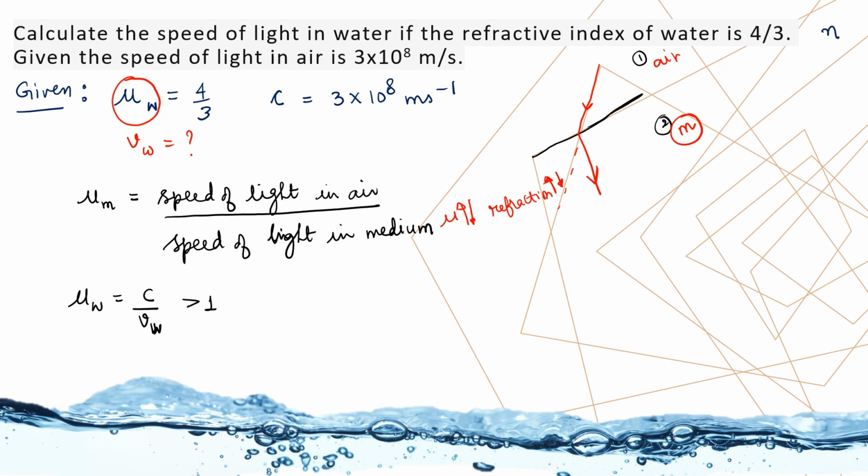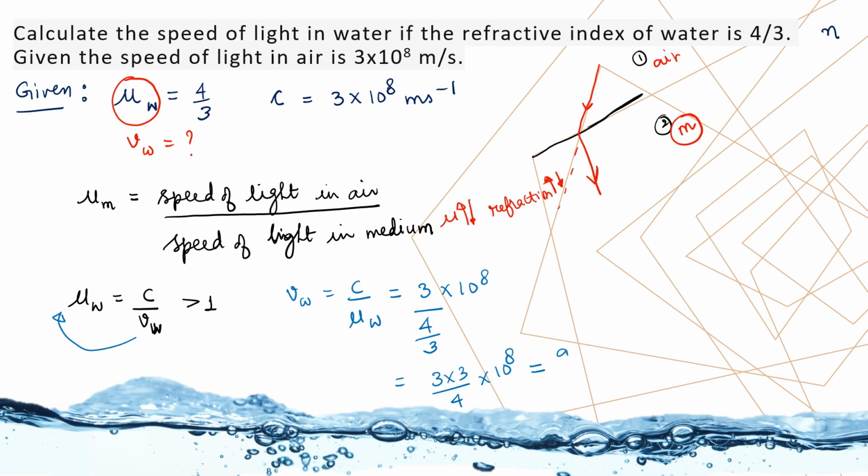If you have understood that small part, now let us solve this question. We want the velocity of water, so we send mu W to the other side and we get V water is equal to C by mu W. Now let's put the values. C is 3 into 10 power 8 and the refractive index of water is 4 by 3. Let us write this properly: 3 into 3 divided by 4 into 10 power 8.